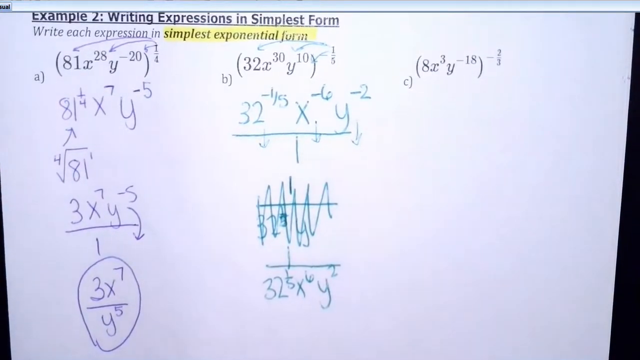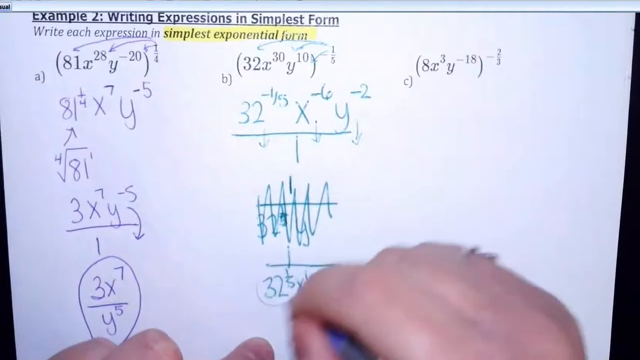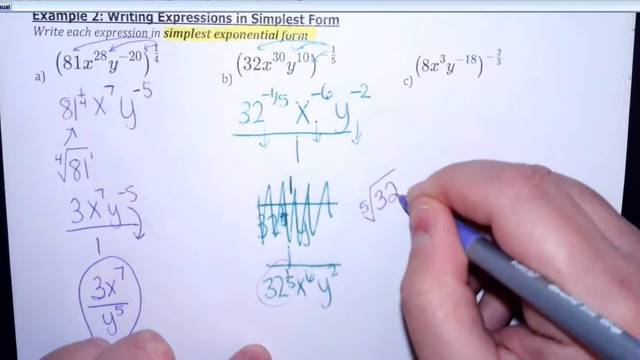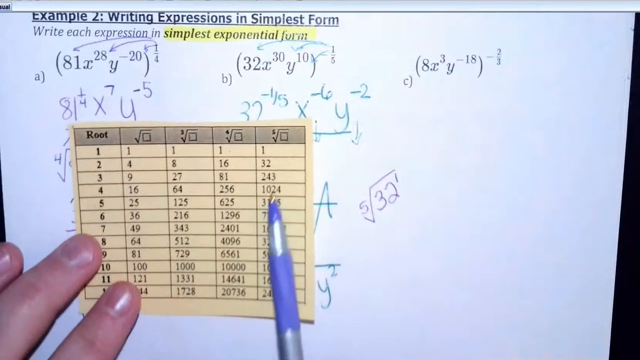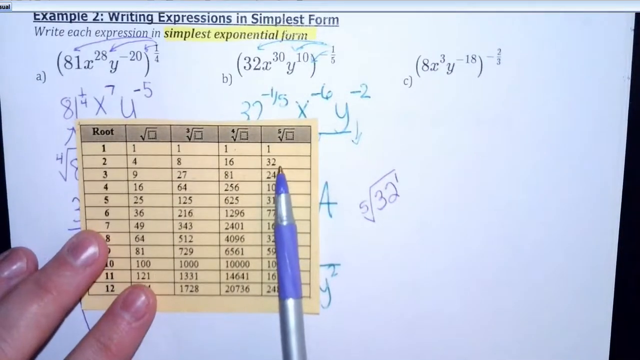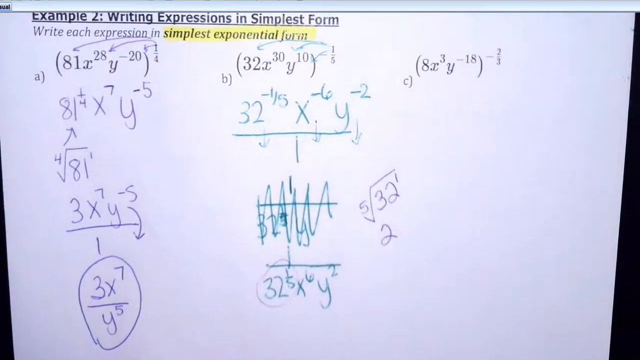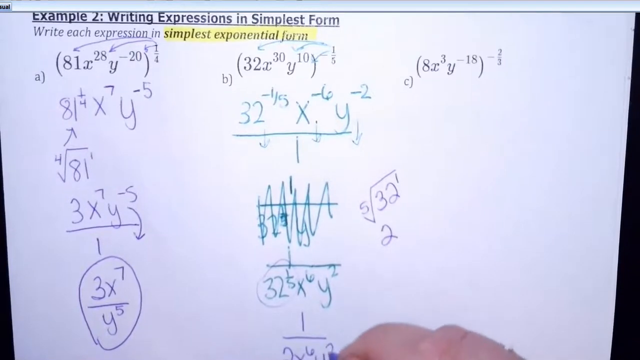And then the only other thing we want to check here, I want to see if I can simplify this 32 to the 1/5 before I write that down as my answer. So I'm going to convert that to radical form real quick. 32 to the 1/5. Bottom out, that would be the fifth root of 32 to the first. And if you guys check this out under your fifth root, 32 is the second one down, so the fifth root of that is actually just equal to the number 2. So my final answer, 1 over 2x to the 6, y to the second.